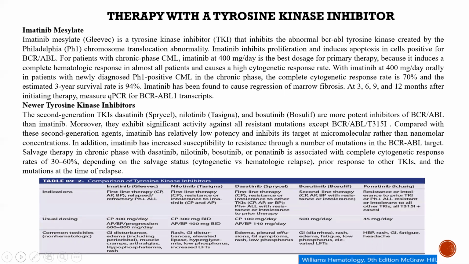Salvage therapy in the chronic phase with dasatinib, nilotinib, bosutinib, or ponatinib is associated with complete cytogenetic response rates of around 60%, depending on the salvage status, the cytogenetic or hematologic response prior to other tyrosine kinase inhibitors, and the mutation at the time of the relapse.